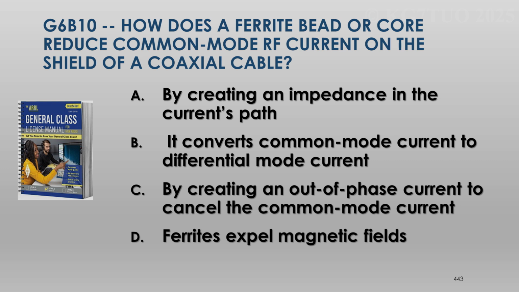How does a ferrite bead core reduce common mode RF current on the shield of the coax cable? Alpha. Creating an impedance in the current's path. Agreed? Yep.